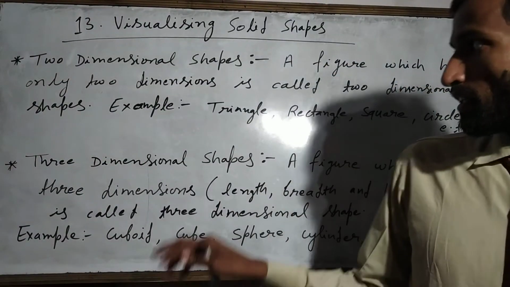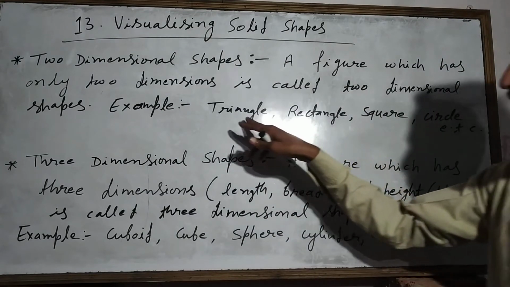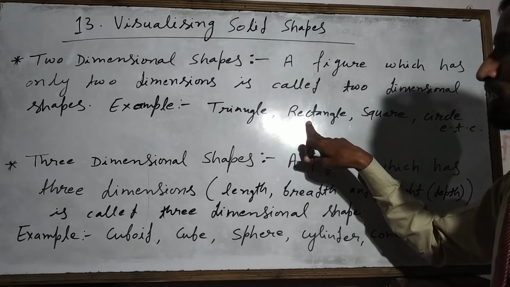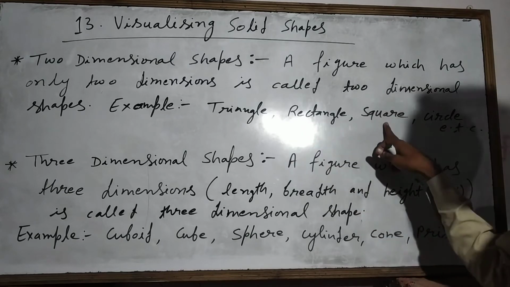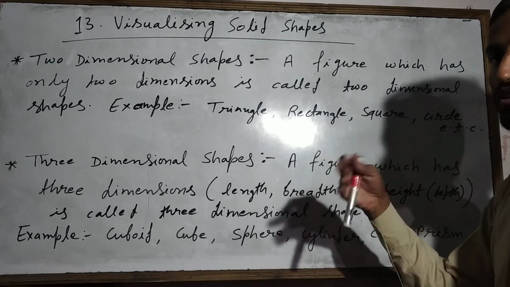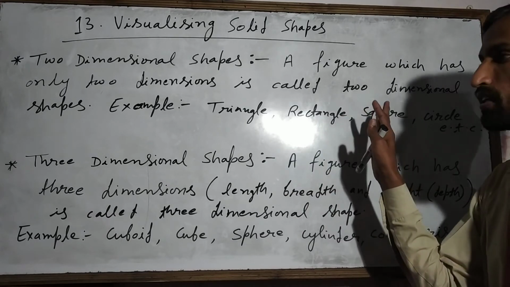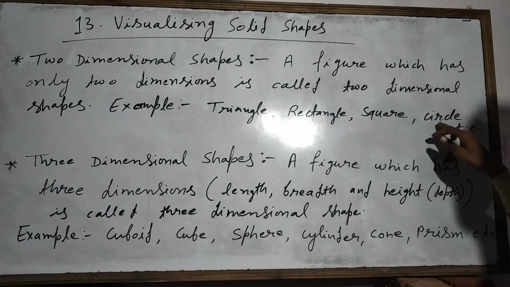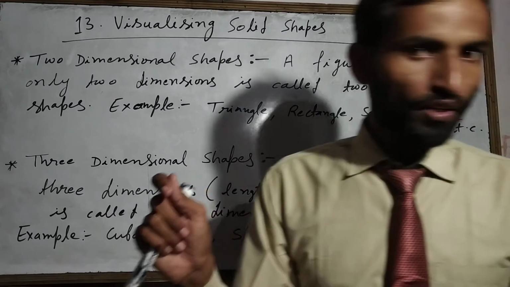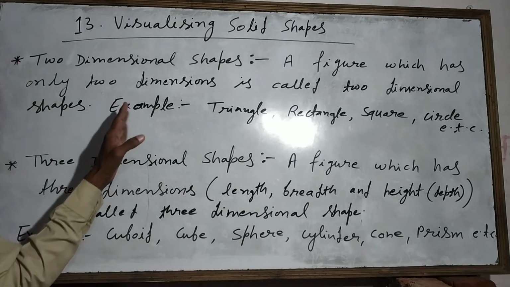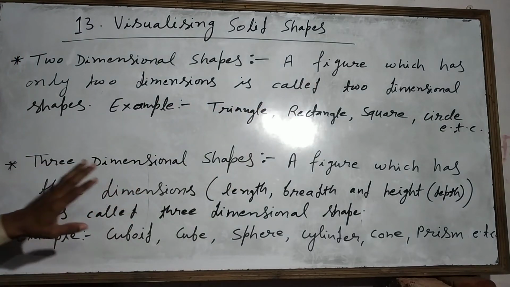In a triangle, height and breadth are there. In a rectangle also, length and breadth. A square also has length and breadth, meaning side and side, all sides equal. And a circle also has only length and breadth. So these are called two-dimensional figures.